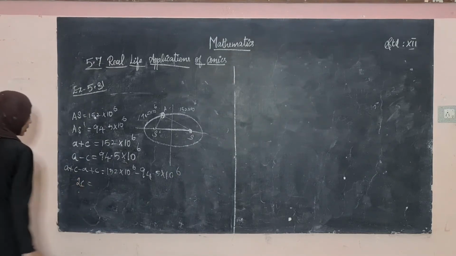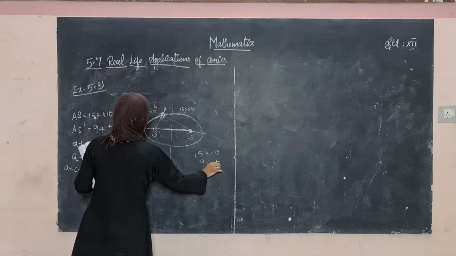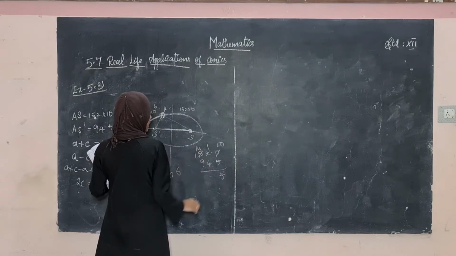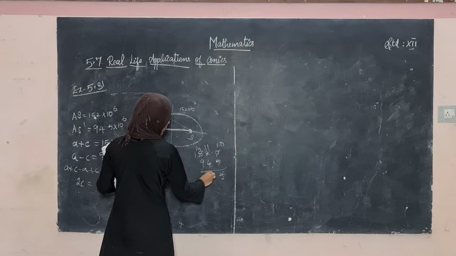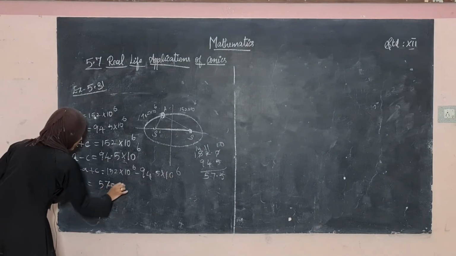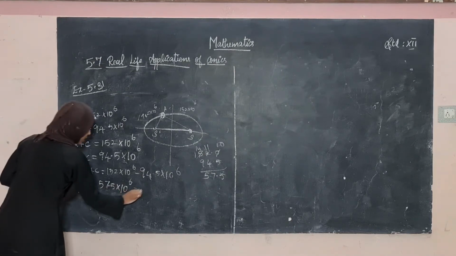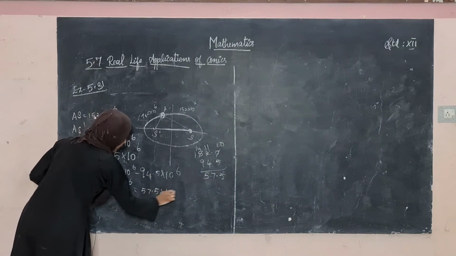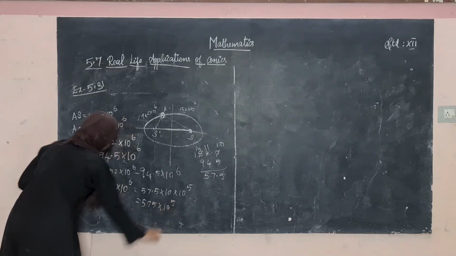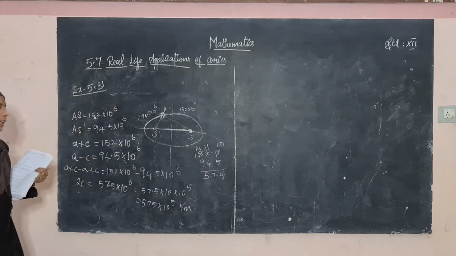Therefore, 2c is equal to 152.0 minus 94.5. Borrowing, this becomes 40 and this becomes 1, so 7, this becomes 5, so 57.5 into 10 power 6. For taking the decimal point, we take one 10 outside, that is 57.5 into 10 into 10 power 5, which is equal to 575 into 10 power 5 kilometer. So this is the distance from the sun to the other focus. Okay, now next example.